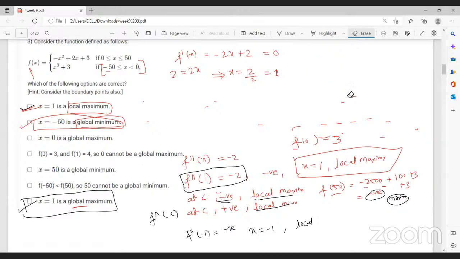Sir, I am getting options D and F also correct, but it is not correct according to the solution, sir. Option D you are getting correct. Option D and F.